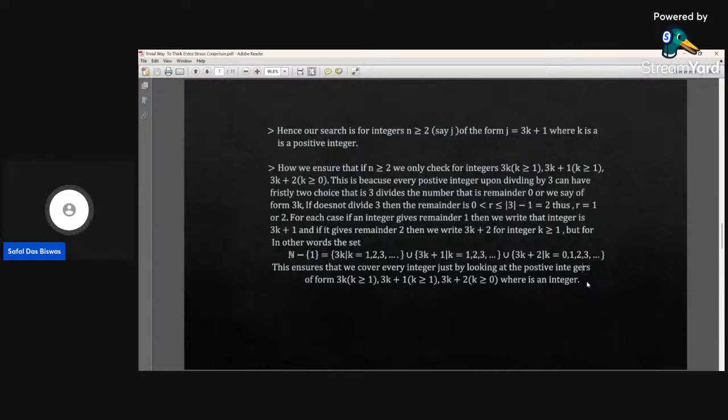Fine. So this is the matter, and this is why we should seek only the integers of the form 3k, 3k plus 1 and 3k plus 2.